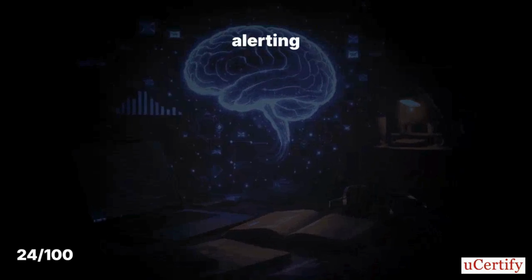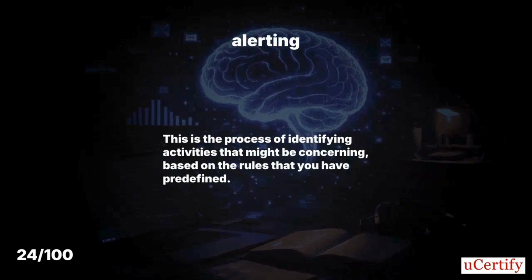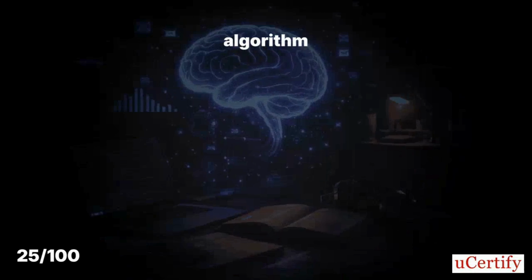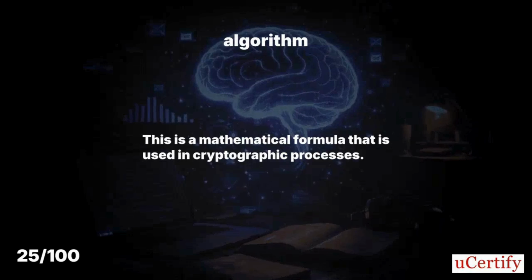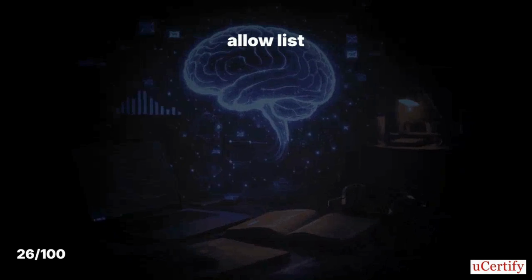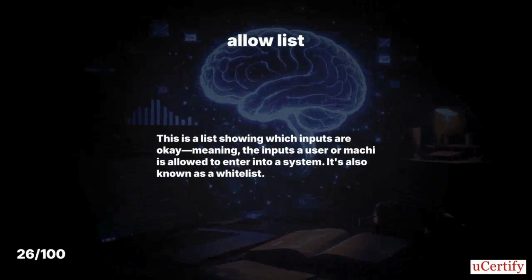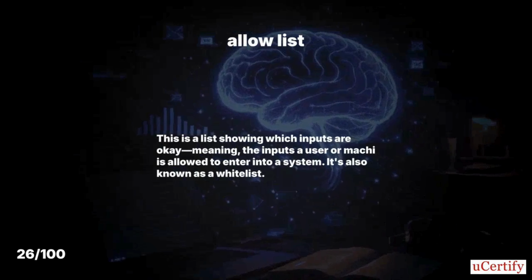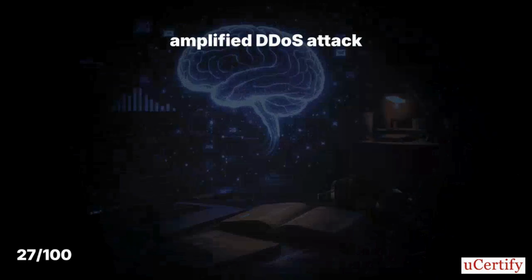Term: Alerting. This is the process of identifying activities that might be concerning based on the rules that you have predefined. Term: Algorithm. This is a mathematical formula that is used in cryptographic processes. Term: Allow list. Definition: A list showing which inputs are okay, meaning the inputs a user or machine is allowed to enter into a system. It is also known as a whitelist.